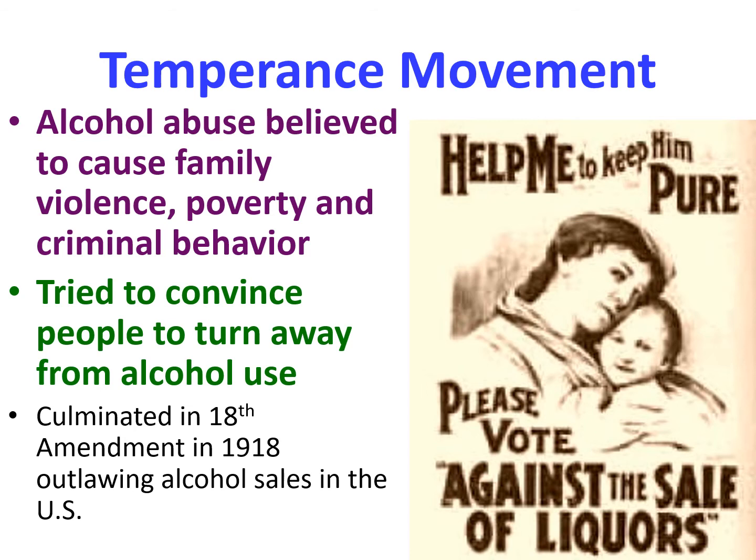And so then the temperance movement worked to try to get rid of alcohol out of the United States. In other words, make it illegal to buy alcohol. And they succeeded. In the 18th Amendment to the Constitution in 1918, that outlawed alcohol sales in the United States. And it worked, at least partly.